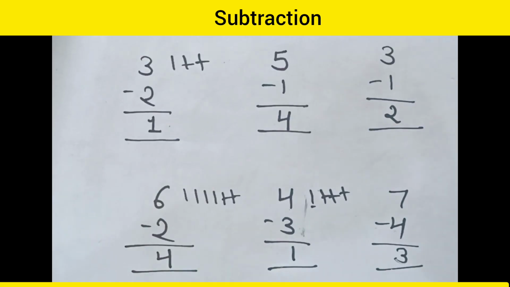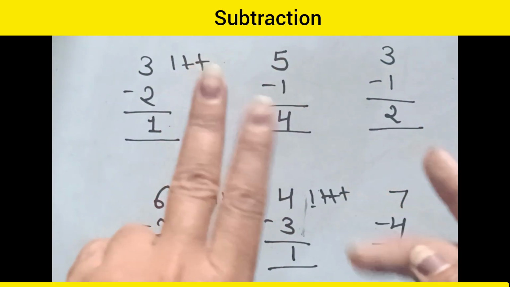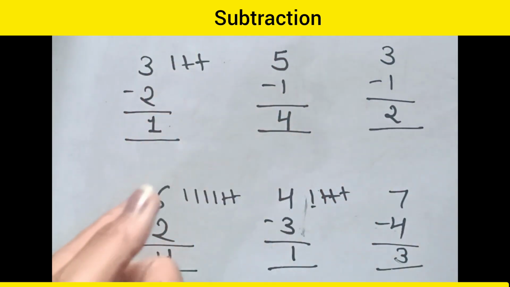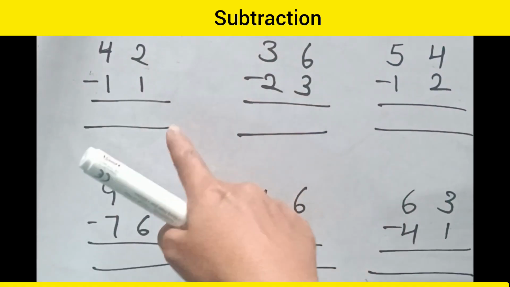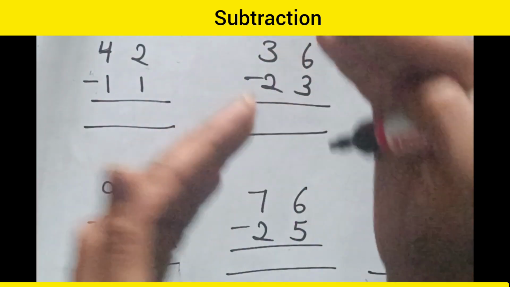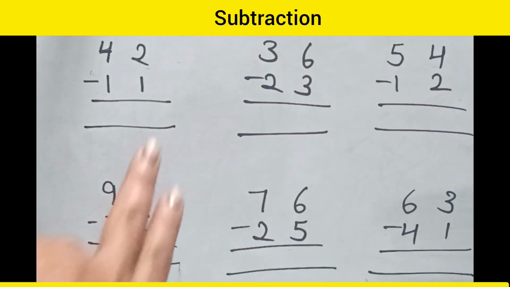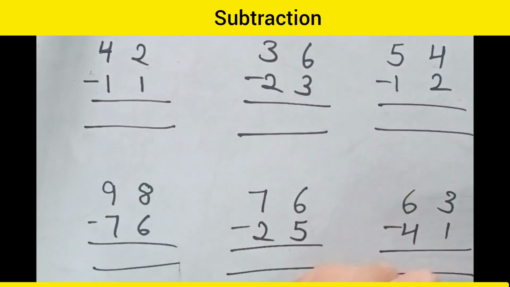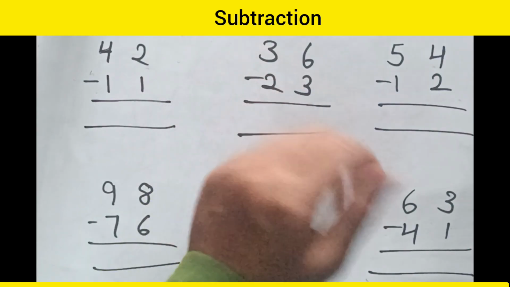Here we are done with our first problem, in which we have one digit number. Now we move to the second, in which we have two digit numbers with borrowing or without borrowing. First we'll do two digit numbers without borrowing. In without borrowing, the above value is always bigger than the lower values. Here we have 42 minus 11, and we have to start our question always with the backward.